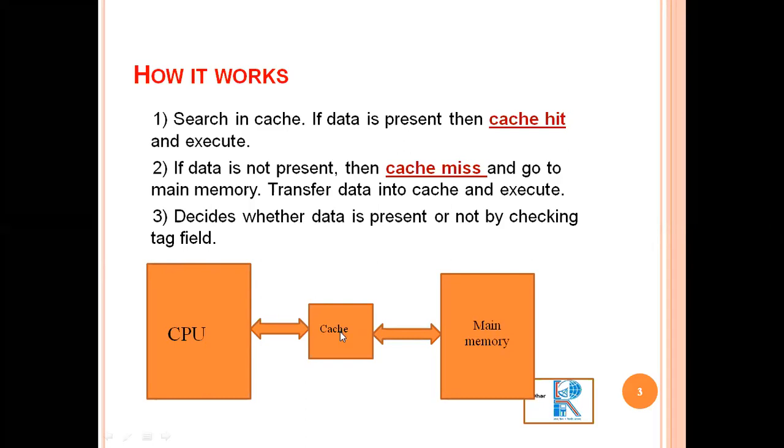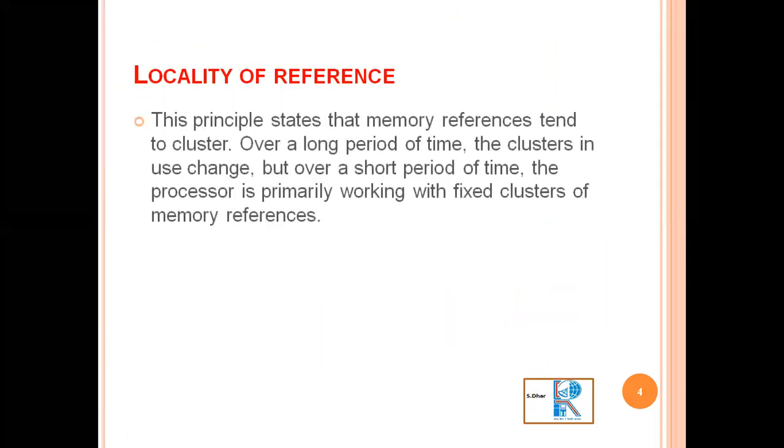If it is present, I have already told you, that is a cache hit. If it is not present, that will be a cache miss. So how to find this out? By checking the tag field. Clear? If the tag field is present, then the data is present. If it is not present in the tag field, that means the data is not present here. Clear?